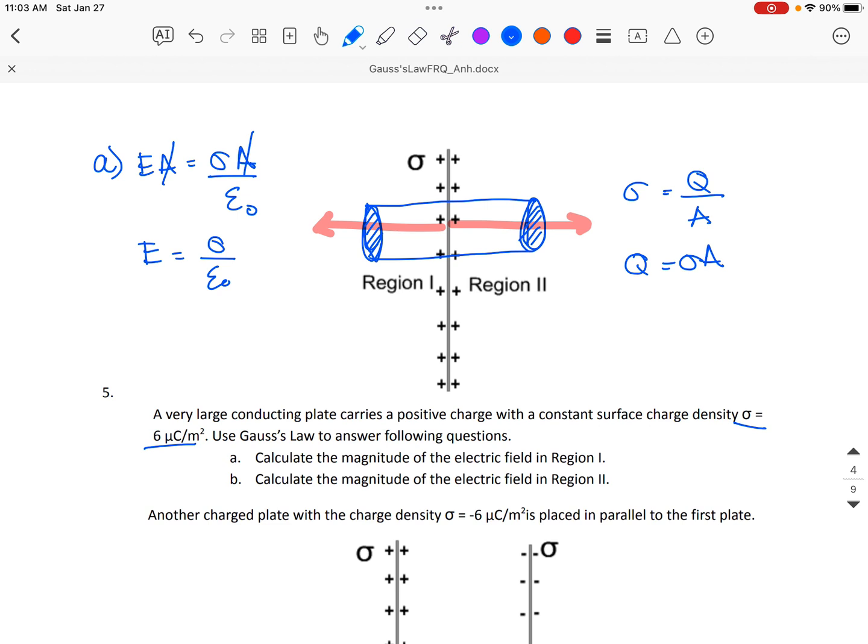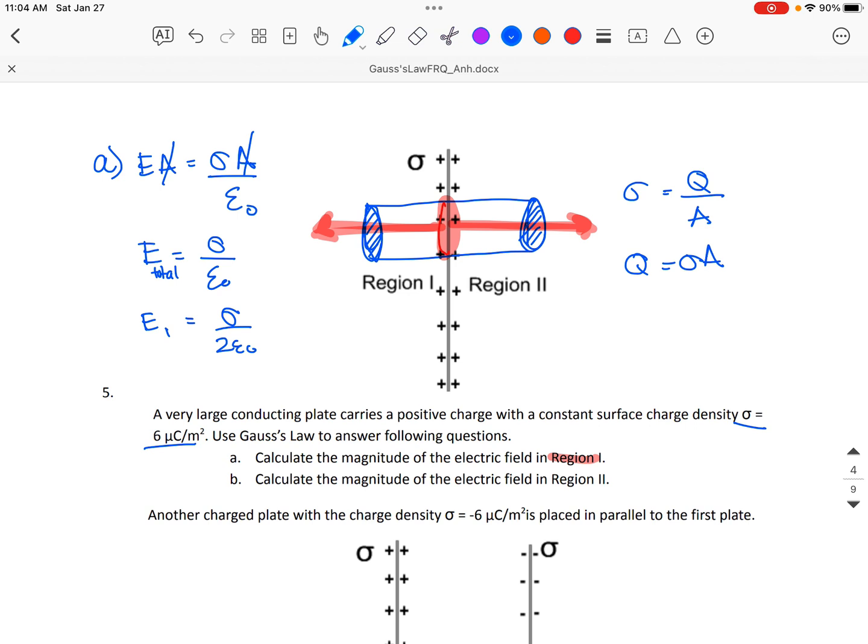But you have to keep in mind, this is the total electric field coming out of this circular area that the cylinder is surrounding on the surface of the plate. So if it gives us the total out of both sides, then in order to figure out just region 1, we're going to take this total and divide it by 2. So E for region 1 is going to be sigma over 2 epsilon naught.